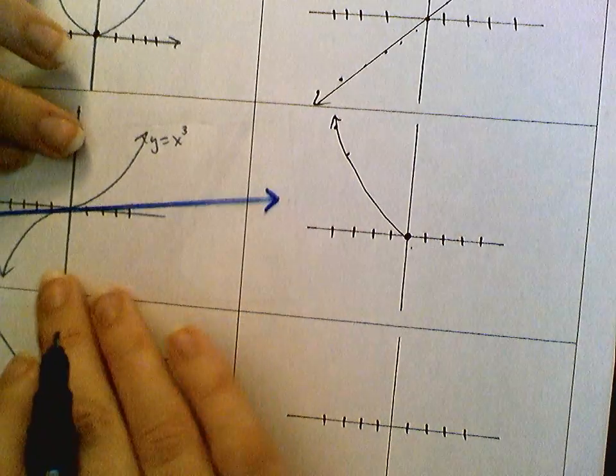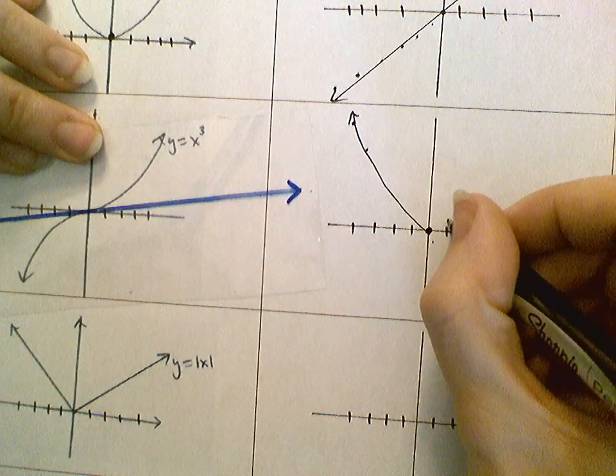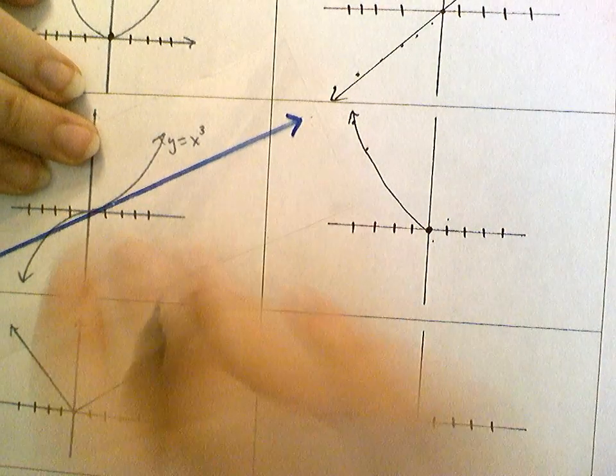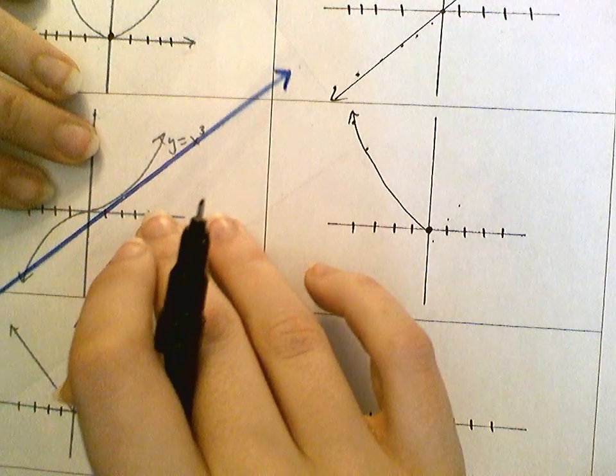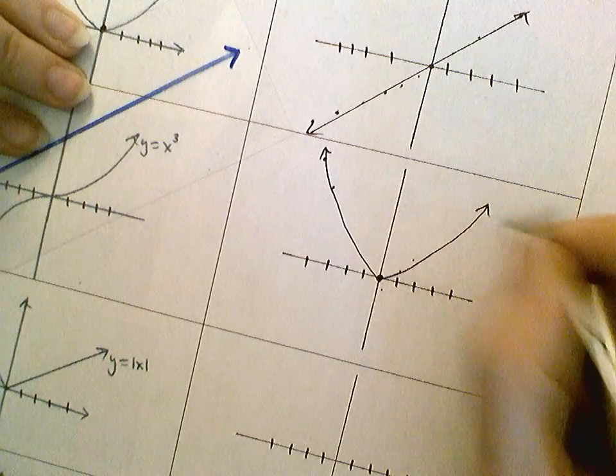But the slopes are still positive, but not so steep right there. Okay, so still positive, but not so steep. Still positive, but steeper. So you'll see that it's going to look like that.